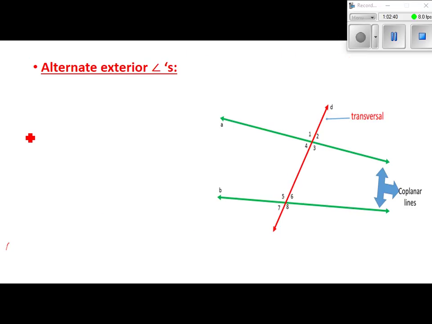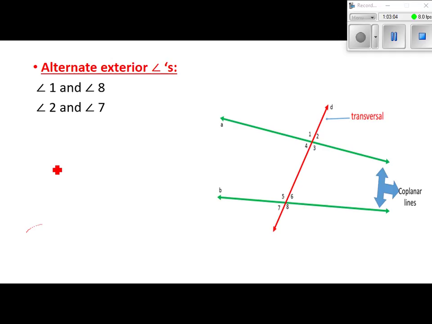Next pair, alternate exterior angles. Anybody have a guess on the alternate exterior angles? Stuff on the outside. So outside, tell me the pairs. Be careful. Alternate. 1 and 8. 2 and 7. Angle 1, angle 8, alternate exterior. Angle 2 and angle 7, alternate exterior.